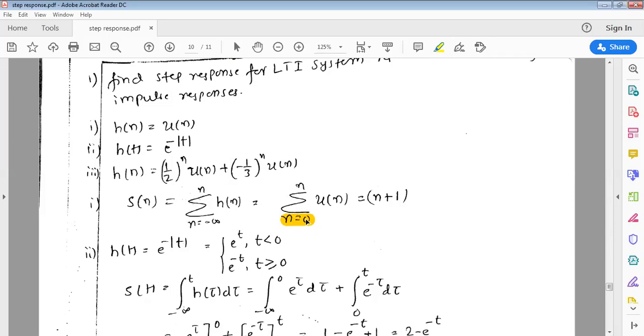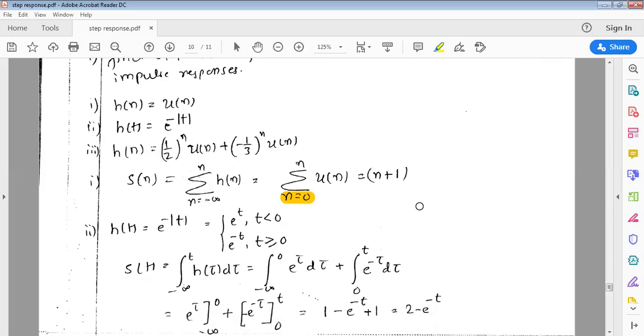X of n equal to 0 to n, u of n. U of n is 1. So addition of 1, 1 plus 1 plus 1 plus 1, and so on up to n. So total answer will become n and plus 1 value because n is equal to 0. Okay, so totally it is 1 to n will become n plus one more additional value at n equal to 0. Therefore, it will become n plus 1 because u of n is 1 only. So you are adding 1 n plus 1 times. Therefore, you will get the value of n plus 1. Okay.